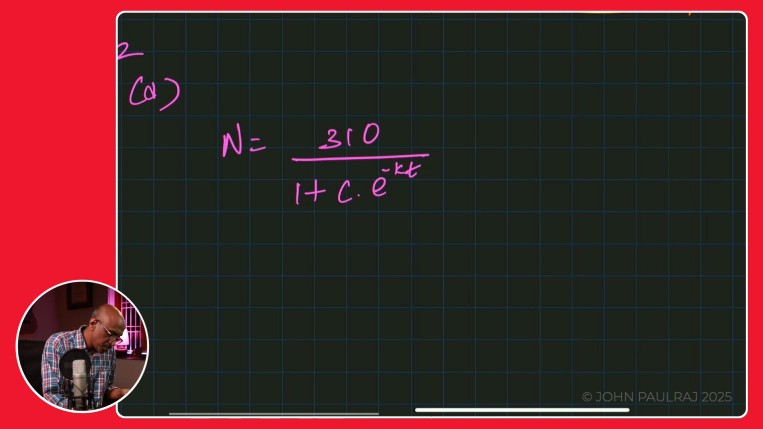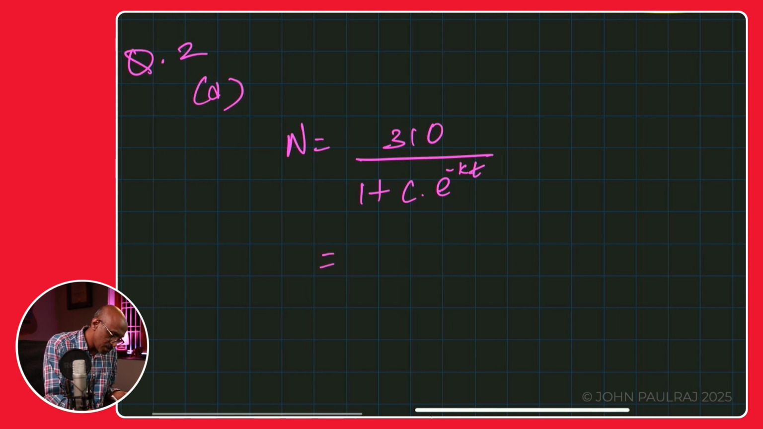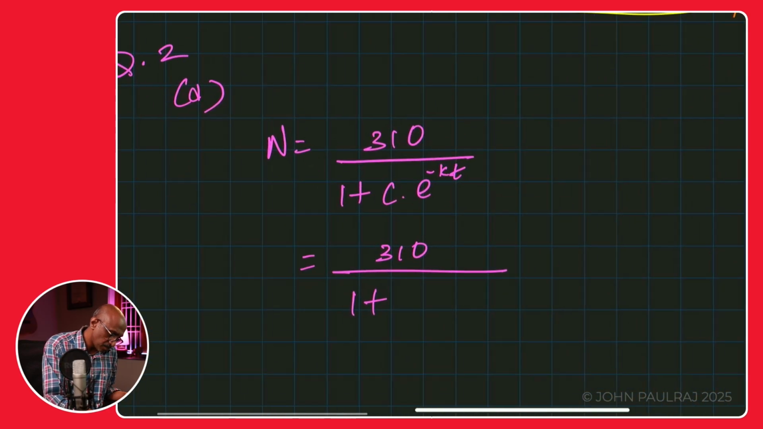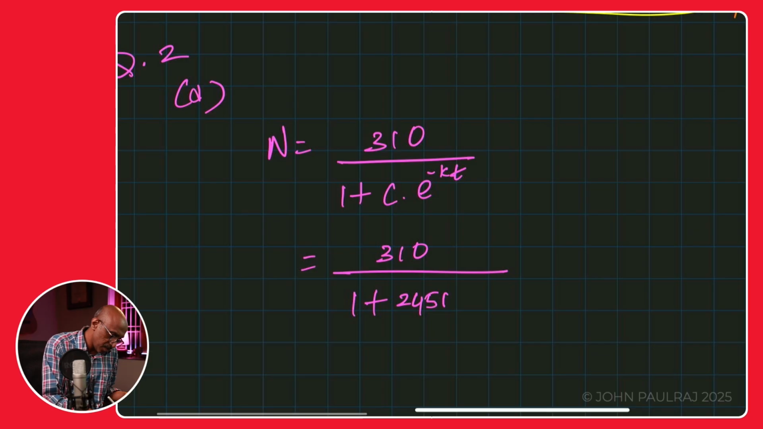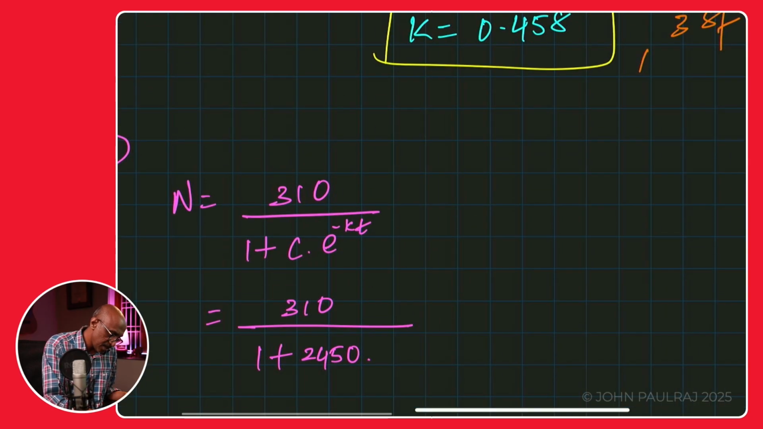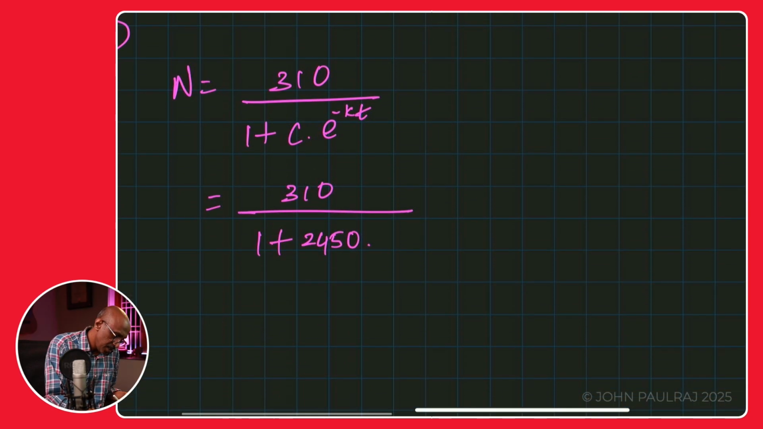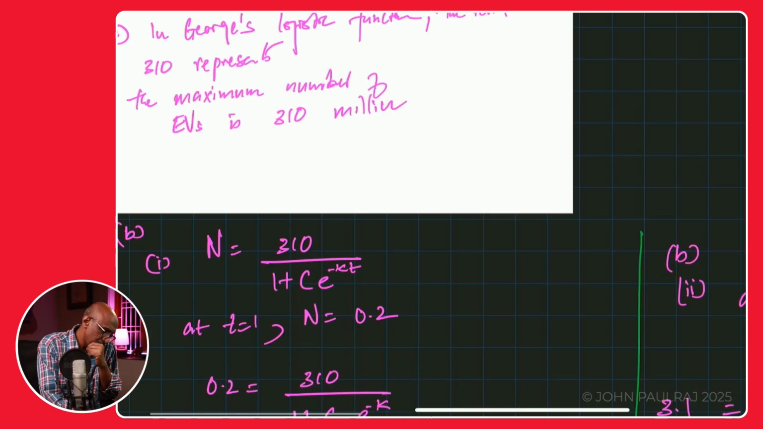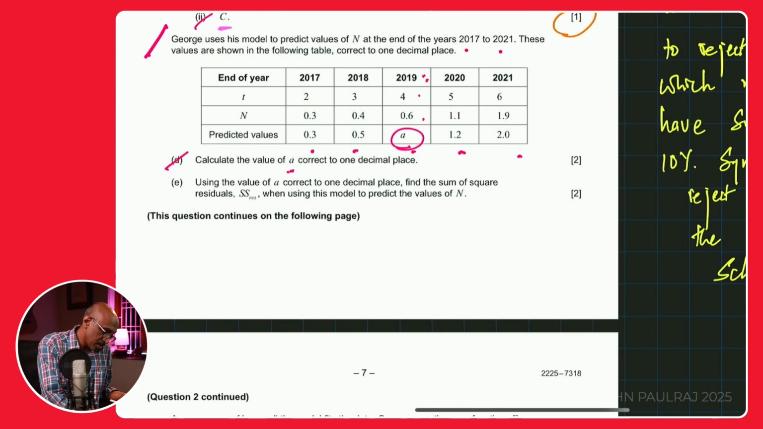Now let's put the values of C and k. So this is 310 over 1 plus 2450 times e to the power of minus 0.458t. This is your N, the prediction. So we want for t equals, is it 4? Let me just check that again. Yeah, t is 4. So that's the value of A.